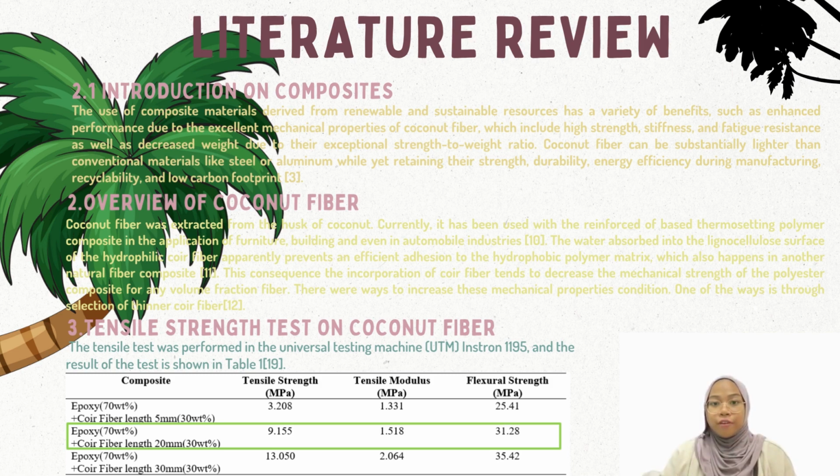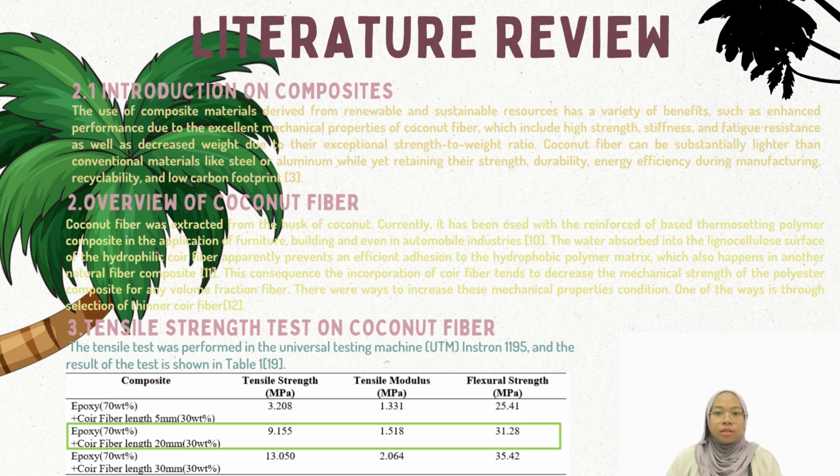For the overview of coconut fiber, the water absorbed into the lignocellulosic surface of the hydrophilic coir fiber apparently prevents efficient adhesion to the hydrophobic polymer matrix, which also happened in another natural fiber composite by Vasquez 1999. By Montero 2010, these consequences in the incorporation of coir fiber tend to decrease the mechanical strength of the polyester composite for any volume fraction of fiber. There are ways to improve these mechanical properties. One of the ways is through the selection of thinner coir fiber.